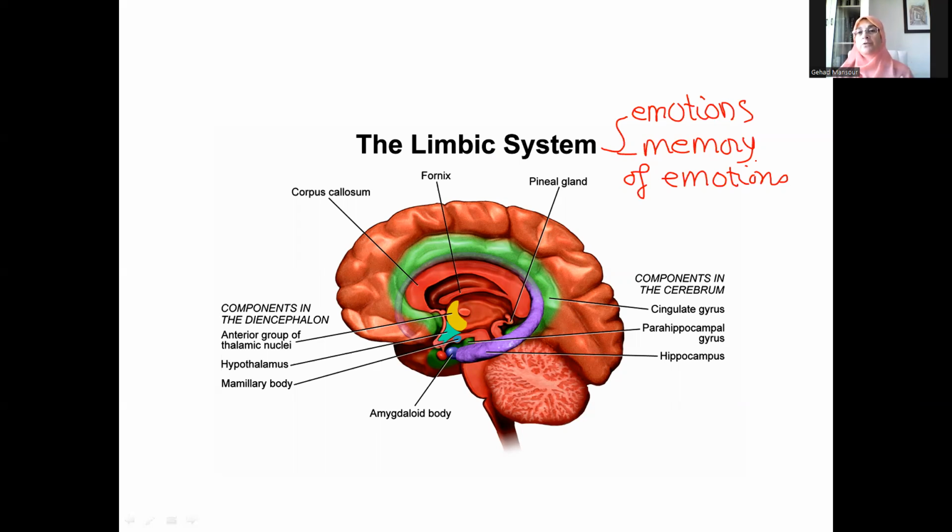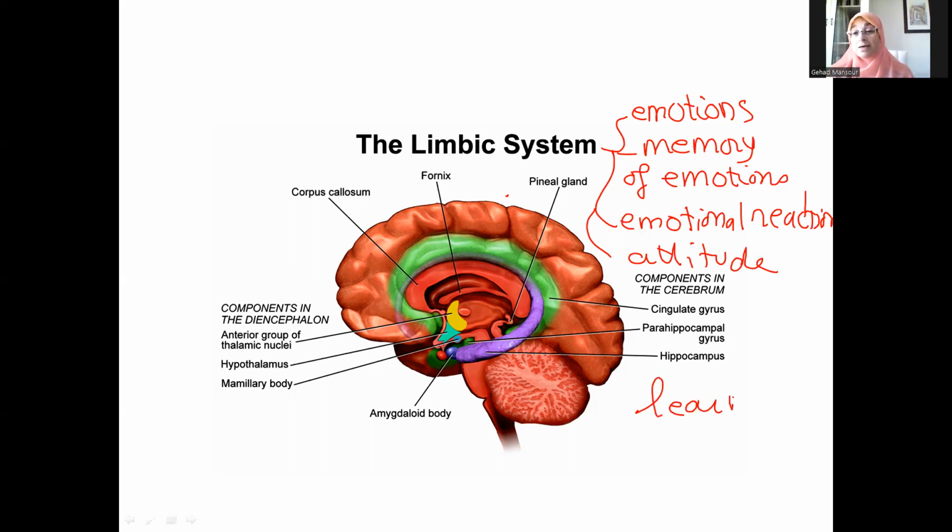The limbic system is considered for emotions, for memory of emotions, for our emotional reactions. يعني are they negative or positive emotional reactions. It's also important for our attitude towards people and towards events. It is طبعا very important in learning لأنه it contains centers for reward and centers to feel stress.